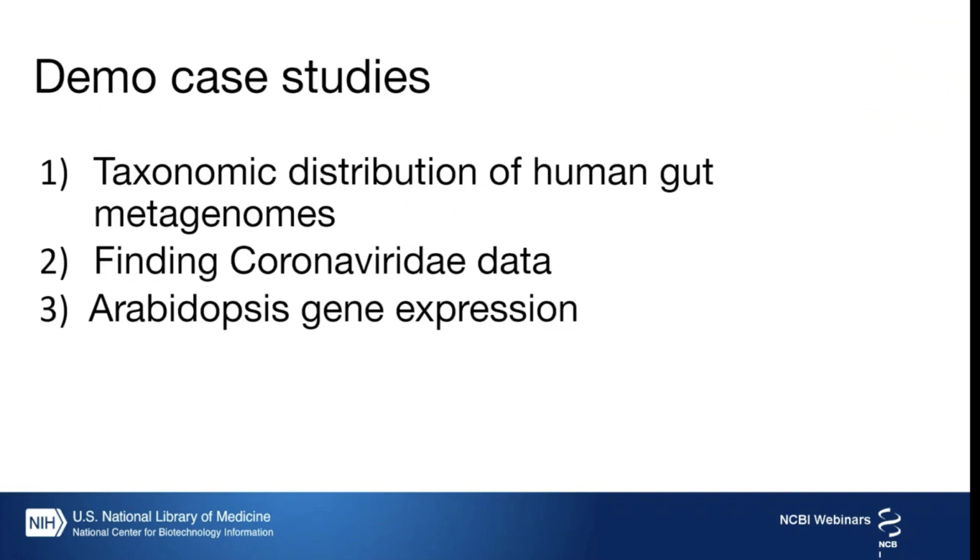So we have three use cases that we're going to demo. One is finding the taxonomic distribution of human gut metagenomes. The second one is finding coronavirus data within SRA.